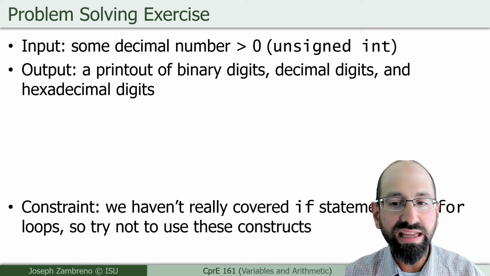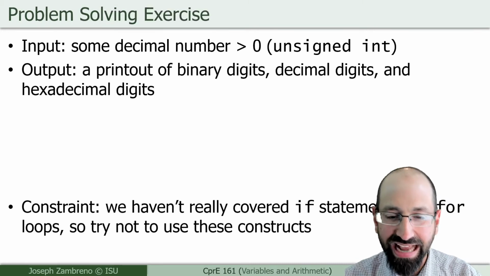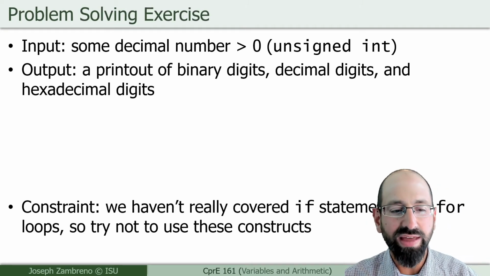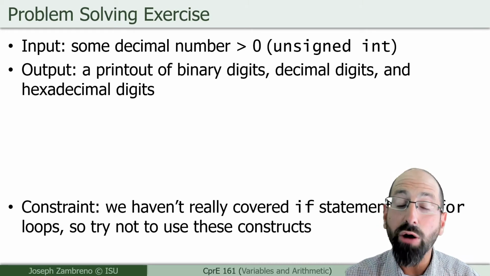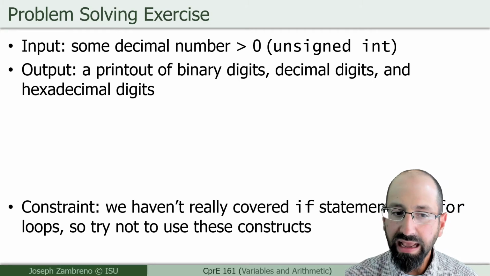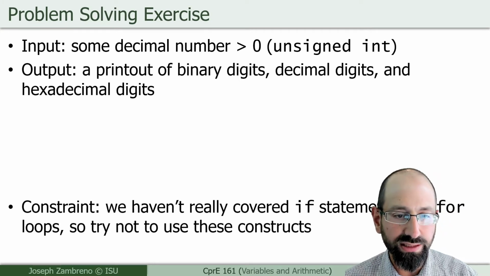We haven't covered anything about control statements yet. That's going to be the next topic. So we can't use looping structures or if statements and things of that nature. So can we do this without having that in place? So our input is going to be a number, and our output is going to be a printout of the individual digits, the binary digits, the decimal digits, and the hexadecimal digits.